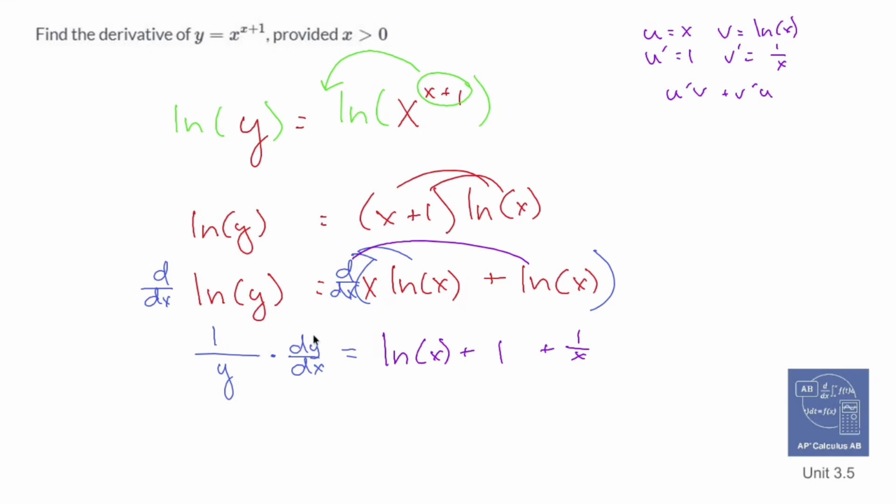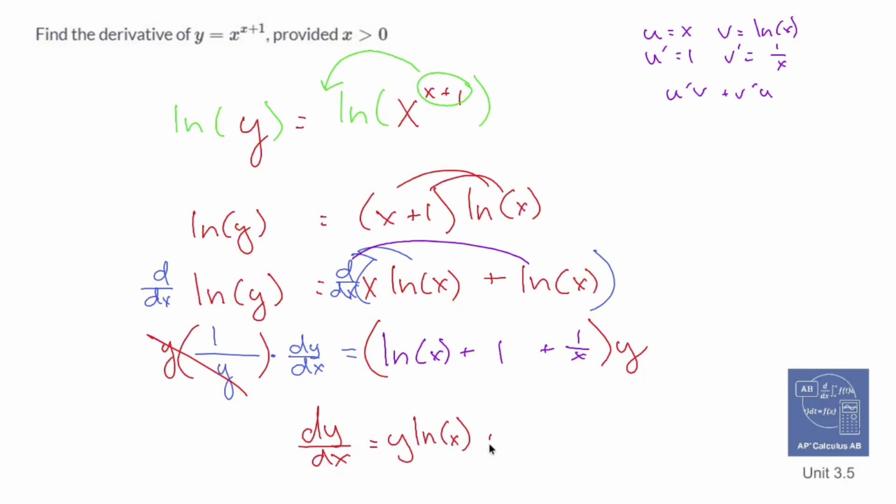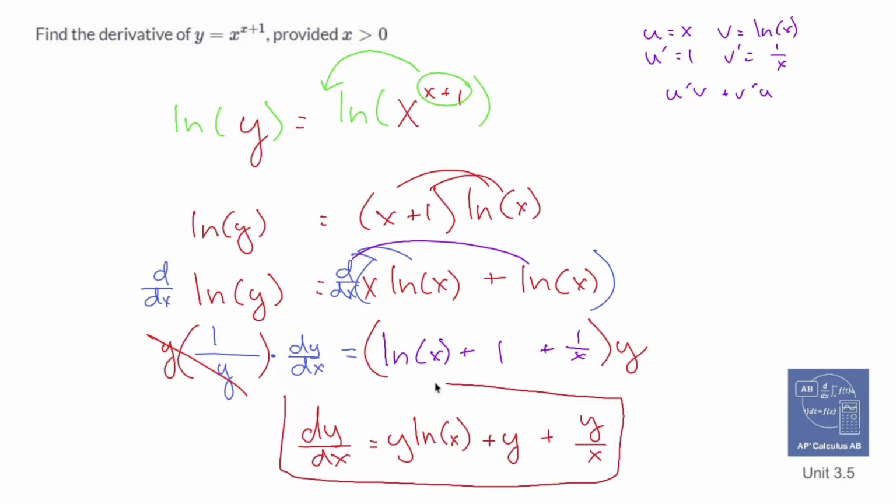Okay? Now, my job is to get dy/dx all by itself. So I have to multiply everything by y to get rid of this 1 over y. So it's just going to be regular old distributive property. Multiply everything by y. So finally, dy/dx is going to equal y ln of x plus y plus y over x. Okay, so not the prettiest thing in the world, not the belle of the ball, but you know, that's how you do it. That's how I did it.